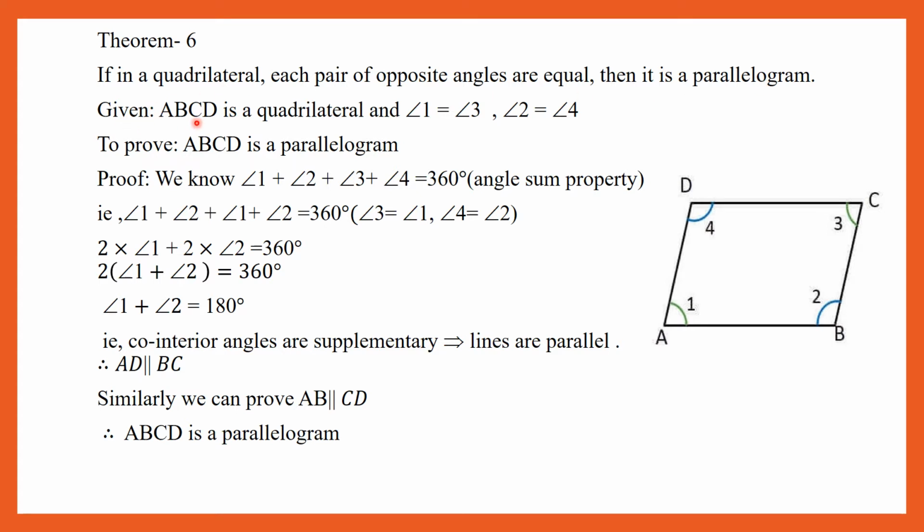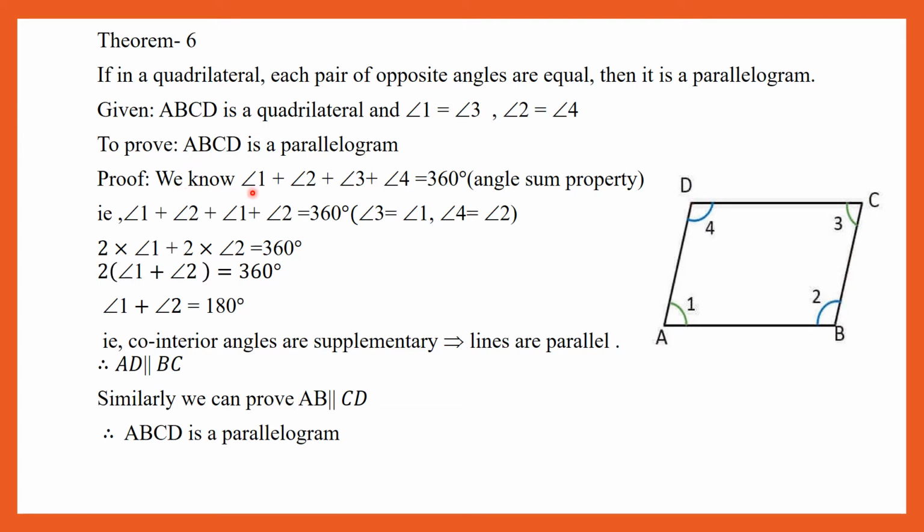We are given ABCD as a quadrilateral and opposite angles are equal. Here, angle 1 is equal to angle 3 and angle 2 is equal to angle 4. We need to prove ABCD is a parallelogram. That means we have to prove opposite sides are parallel. That is, AB is parallel to CD and AD is parallel to BC.